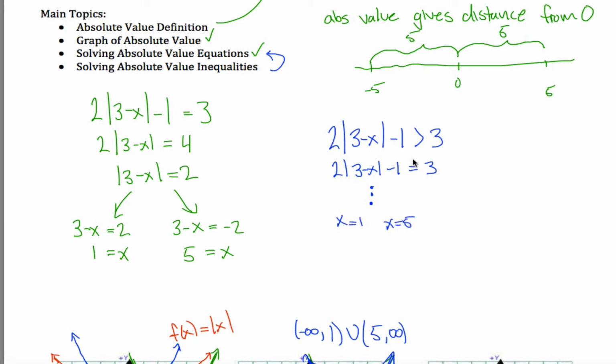Wait, hold up, slow down. You solve this. How's that the answer to this? This is a different question. How can the answers be the exact same? They're not. I haven't found the answers to this, but the answers to this will use these solutions and this thing called a sign line.